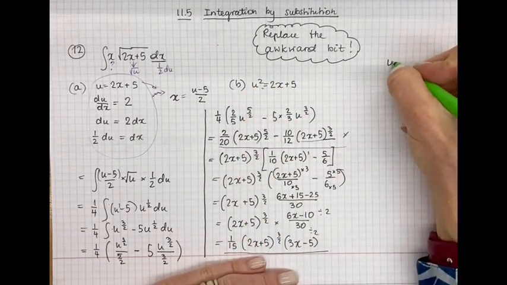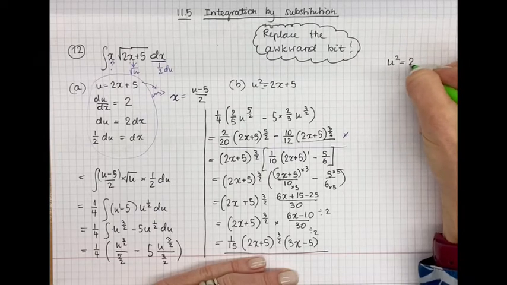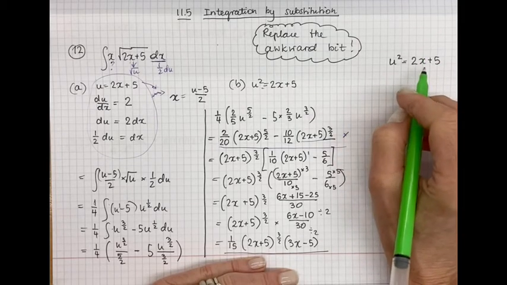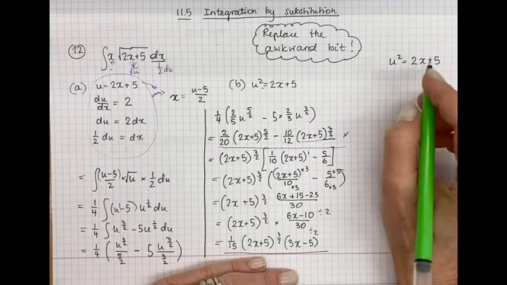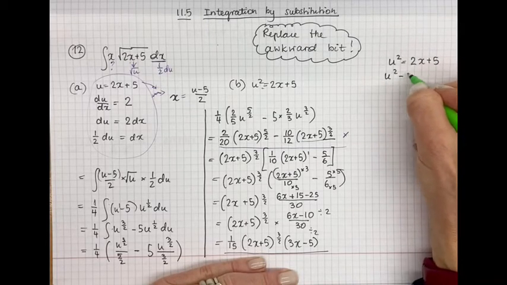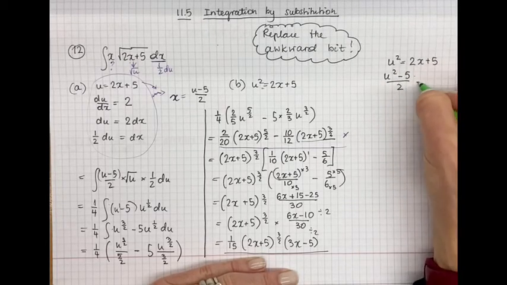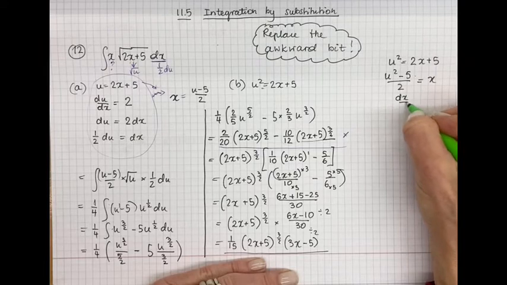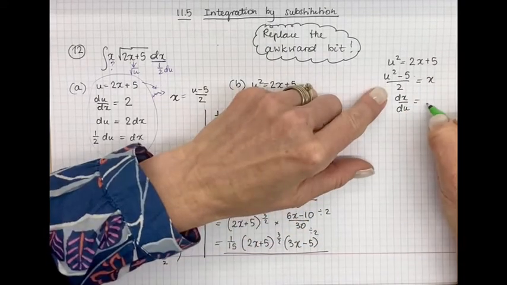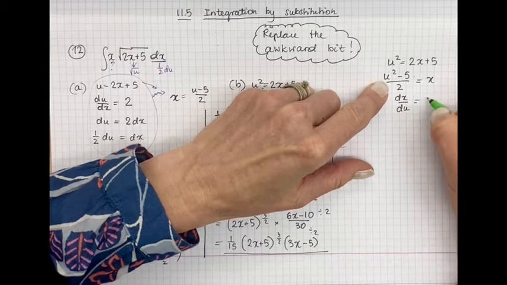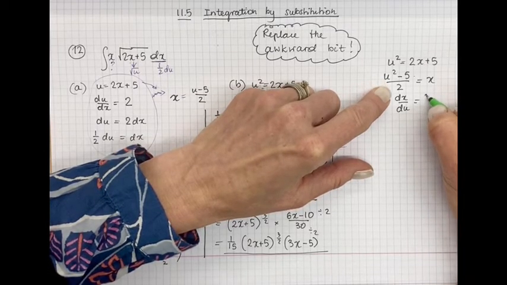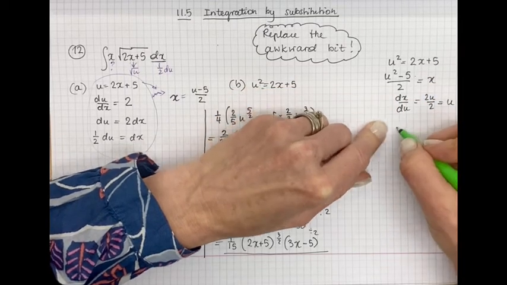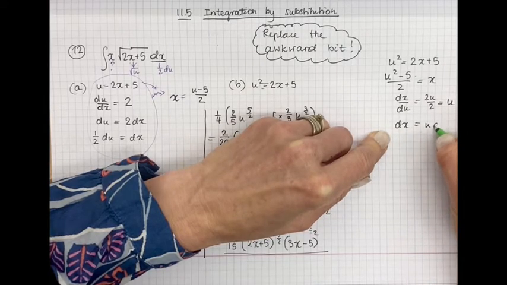So imagine you've got the substitution u squared is equal to 2x plus 5. So you've got to differentiate it. Now one way of differentiating is to make x the subject. So (u squared minus 5) over 2 is equal to x, and then you can differentiate. So you will have dx/du, and it's going to be a half of u squared will go to 2u over 2, and then minus 5 over 2 goes to 0, so that will be u. So dx can be replaced with u du.